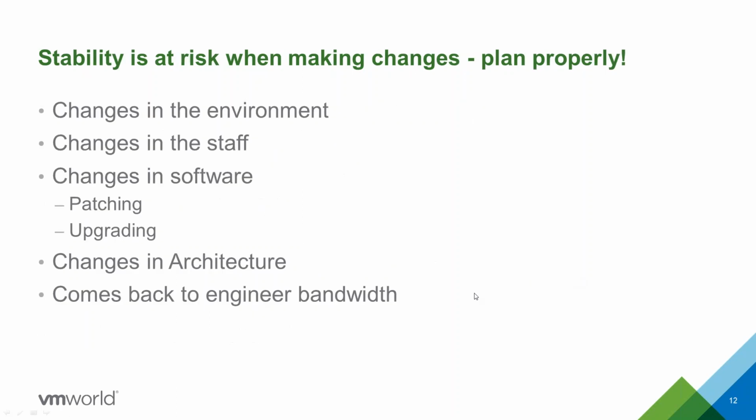So another time when stability is at risk is when you're making changes. So you really have to plan properly. We're talking about changes in the environment. We're just making a change, and that involves risk. Changes in the staff. Maybe this is the first time that the junior is going to own the whole change.